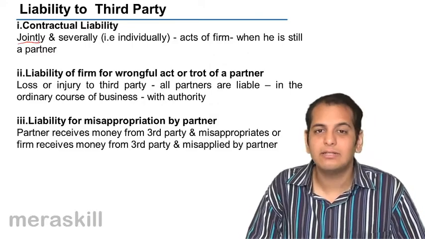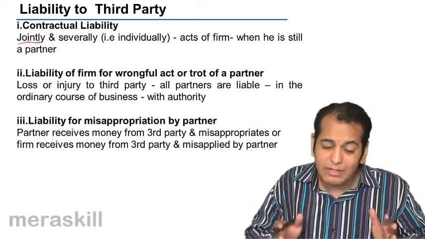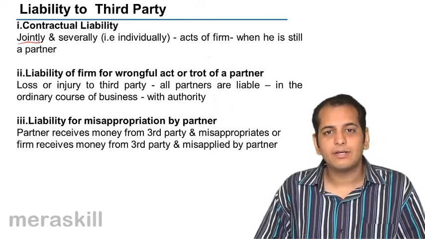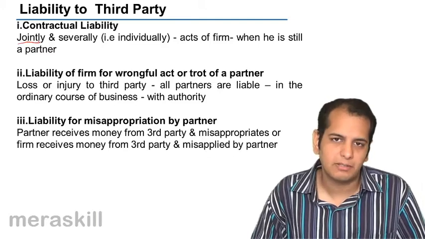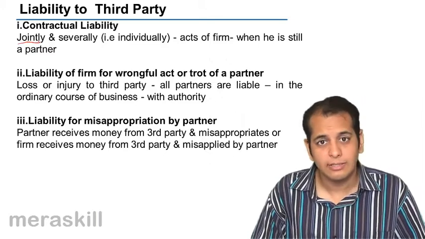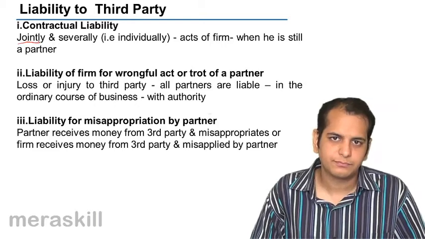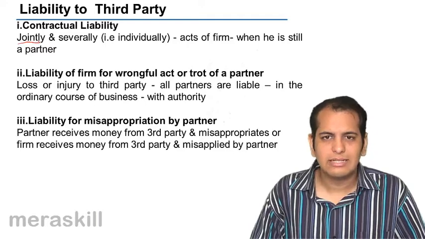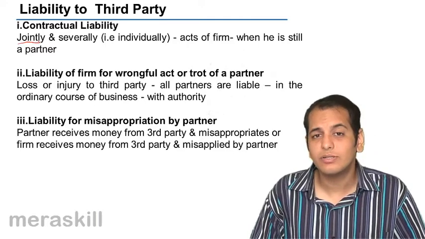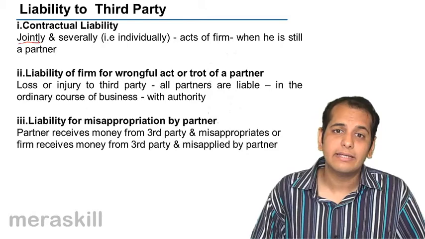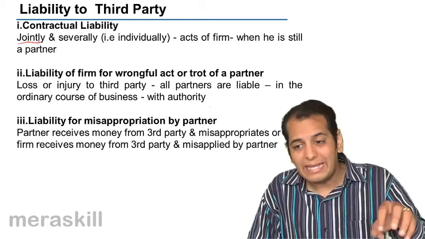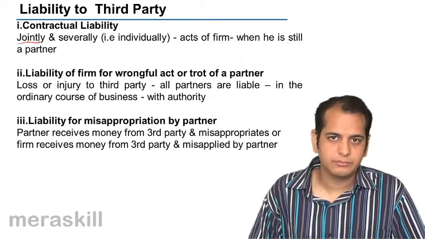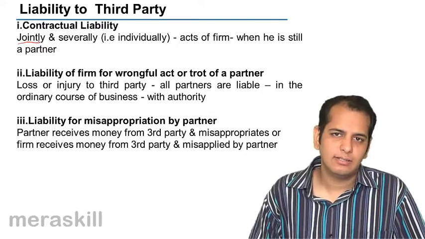The partners are severally liable. Each partner individually is also liable. The third party can recover the whole of the amount from one partner also, because he is severally liable. He is liable for the whole of the amount. He may, in return, claim it from other partners, but that is a different thing. The third party can claim the whole of the amount from any one partner, and he will have to pay because he is severally liable.